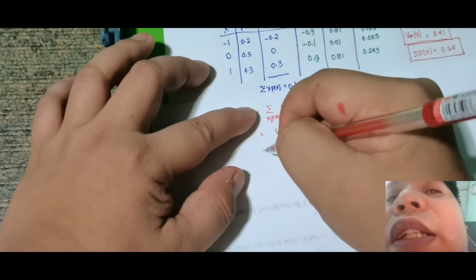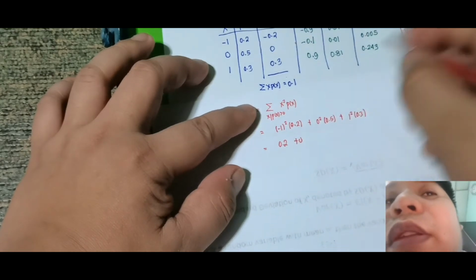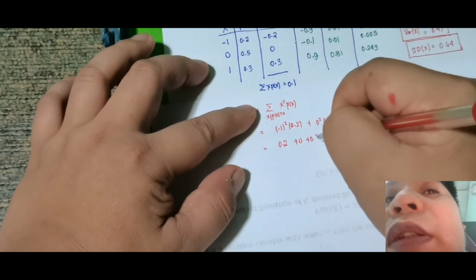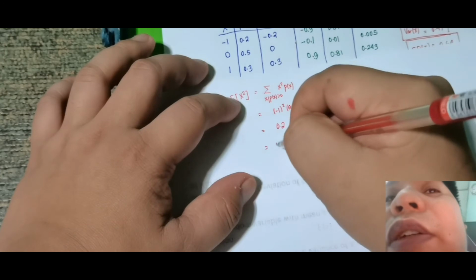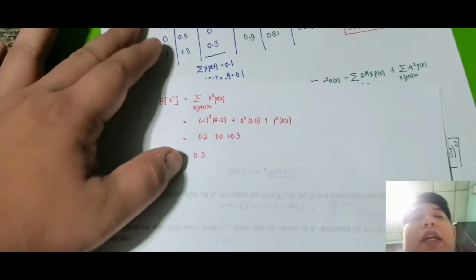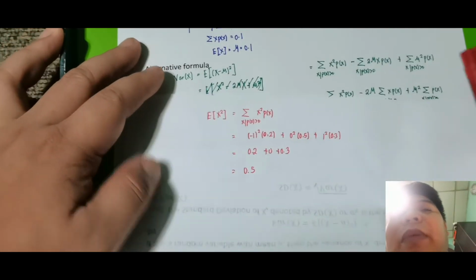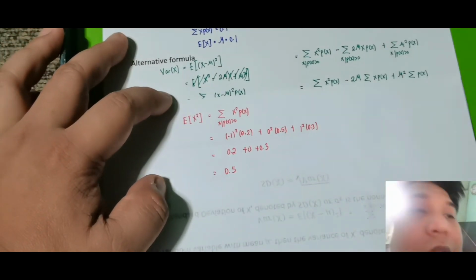So, check natin. This is just equal sa 0.2 plus 0 plus 0.3. Okay, or simply this is just 0.5. So, meron tayong second moment. Tapos may first moment tayo. So, check natin kung parehas ng lalabas ng standard deviation o ng variance. Yun yung kasi yung target talaga natin.